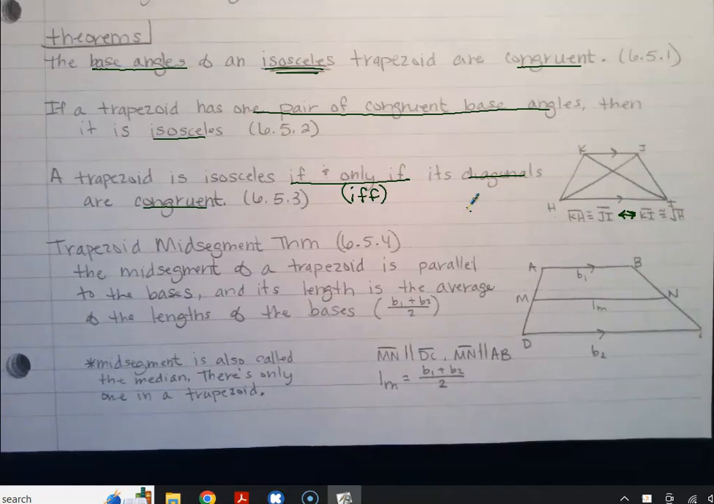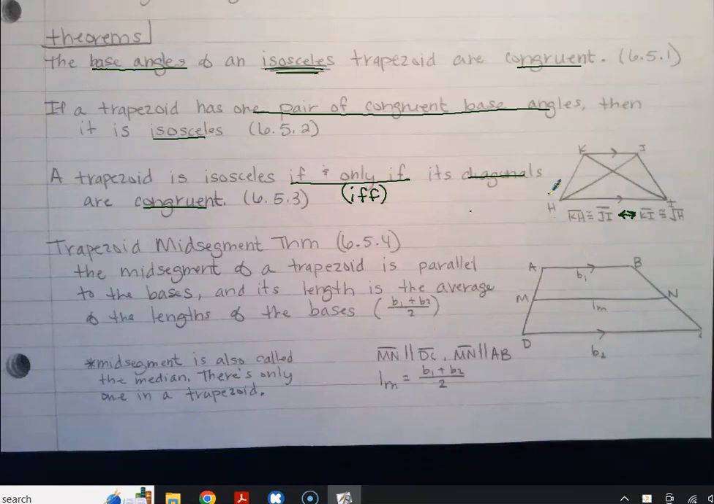So if and only if the diagonal KI is congruent to the diagonal JH. If you can prove the diagonals are congruent, then you can prove that the trapezoid is isosceles. If the trapezoid is isosceles, you can use the same theorem to say that the diagonals are congruent. You can use this one either way. All right, then we have the trapezoid mid-segment theorem. Do you remember we did the triangle mid-segment theorem?